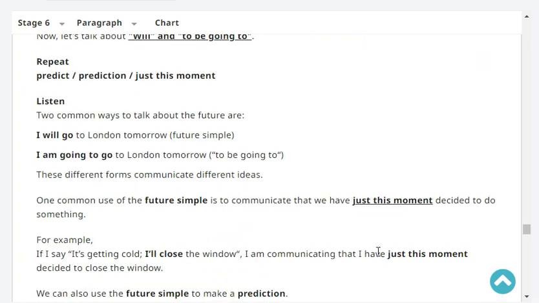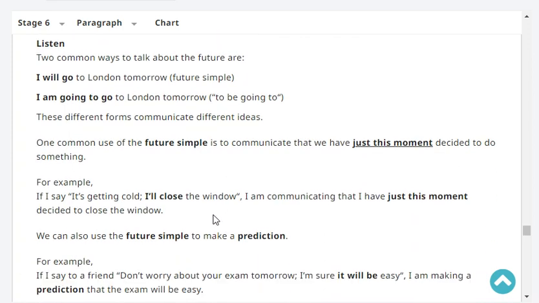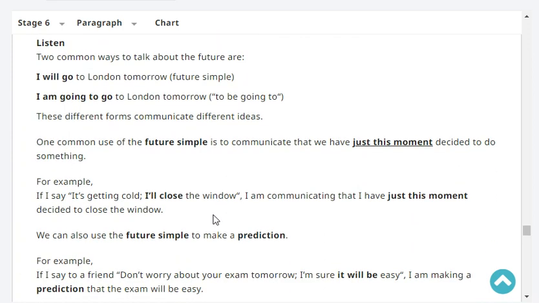Very good. Okay, listen. The two common ways to talk about the future are I will go to London tomorrow. That's future simple. And I am going to go to London tomorrow. That is using to be going to. These different forms communicate different ideas. One common use of the future simple is to communicate that we have just this moment decided to do something. For example, if I say it's getting cold, I'll close the window, I am communicating that I have just this moment decided to close the window because it's getting cold.